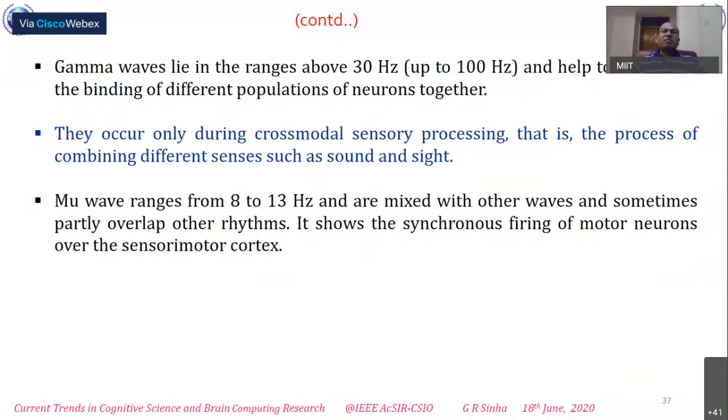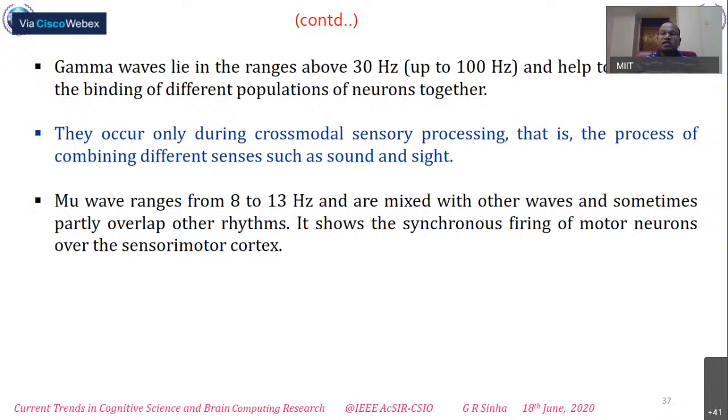Gamma waves, the gamma waves are in the range 30 hertz or maximum up to 100 hertz, which is rare, and help to determine the binding of different populations of neurons together. How our neurons are intact. They occur only during cross-modal sensory processing. Cross-modal sensory processing means when we are thinking, listening, seeing something, and seeing, listening and understanding are all combined together. During that type of activity, sound, light, everything is involved. Then gamma waves give us a reflection.